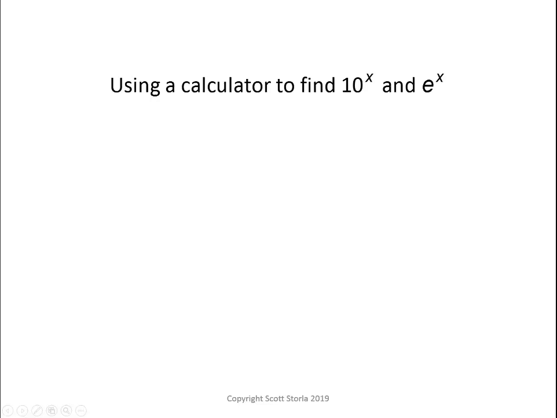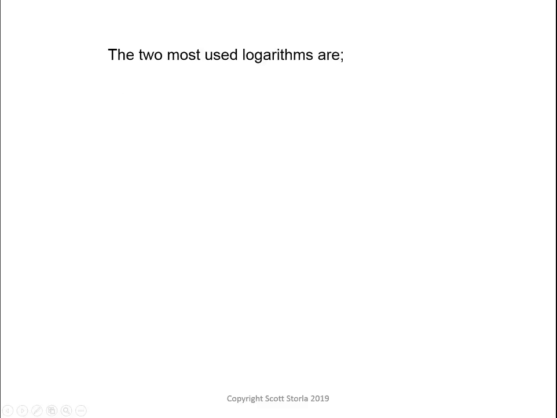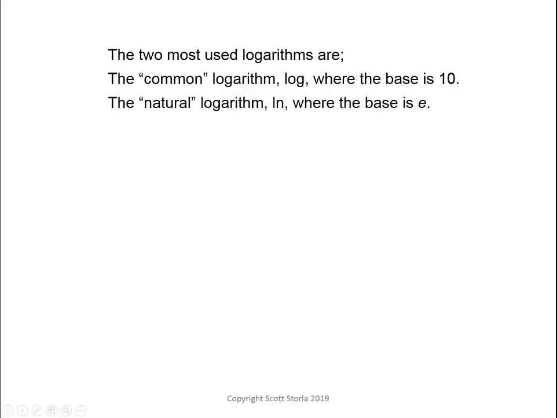In this video, we're going to use a calculator to find powers of 10 and powers of e. Now the two most used logarithms are the common logarithm, and that's log, and the base for the common logarithm is 10, but we don't write it. So whenever you see log, we just assume that the base is 10. There's a natural logarithm, which is written ln. Here the base is e.